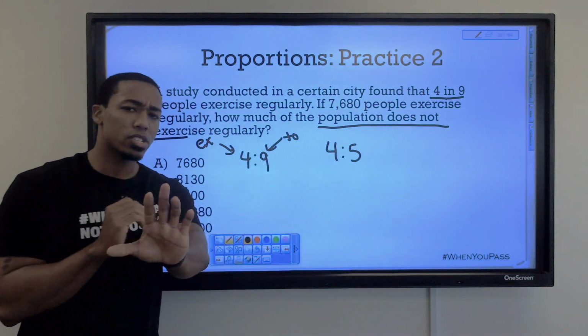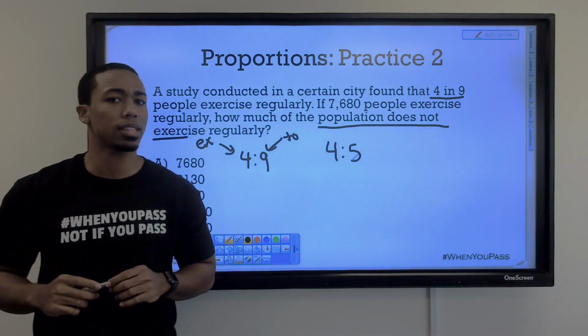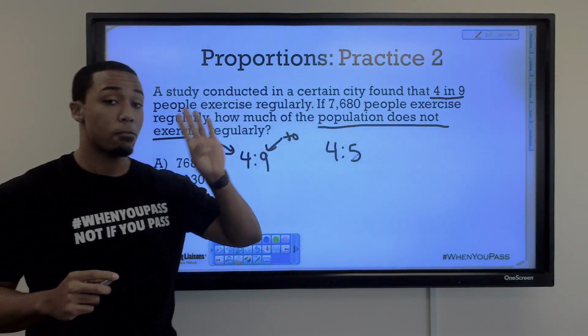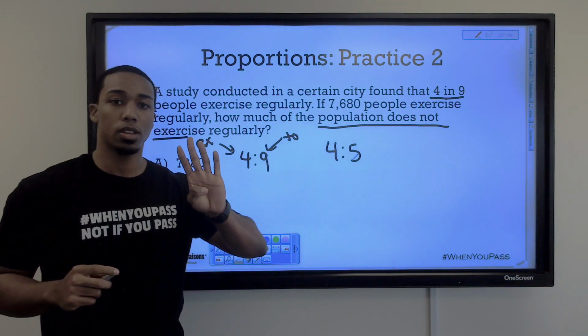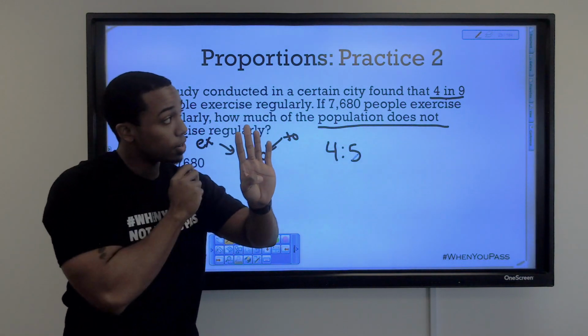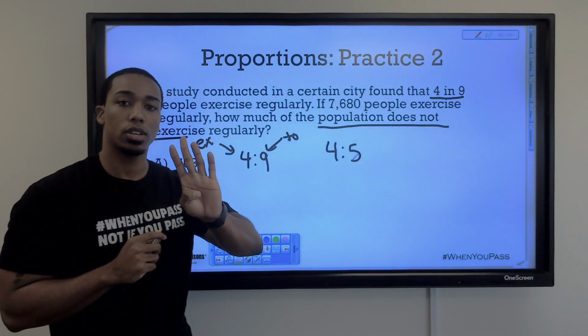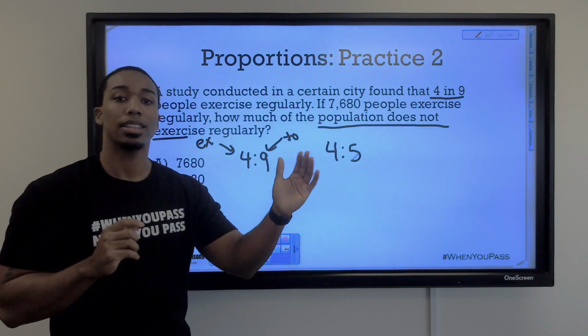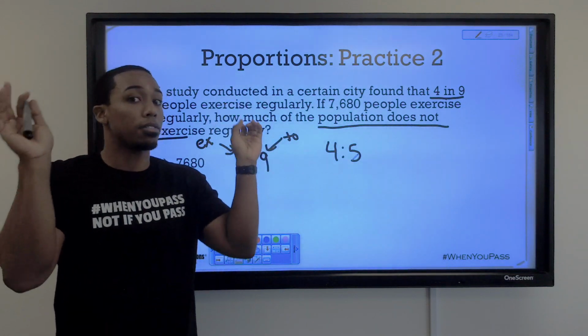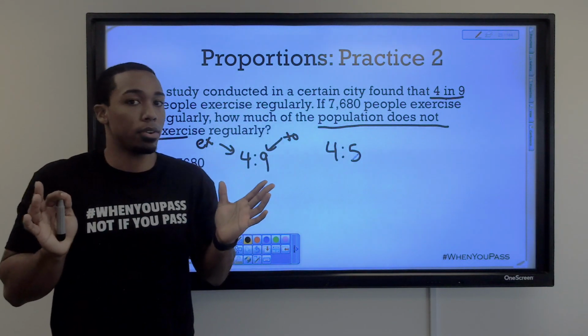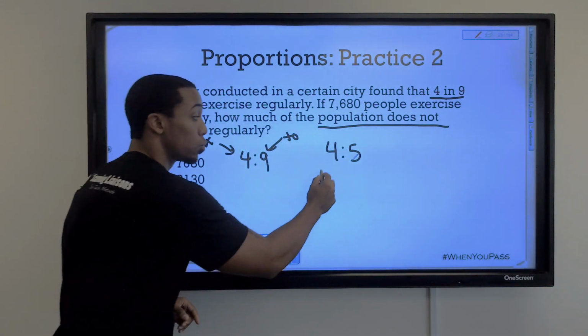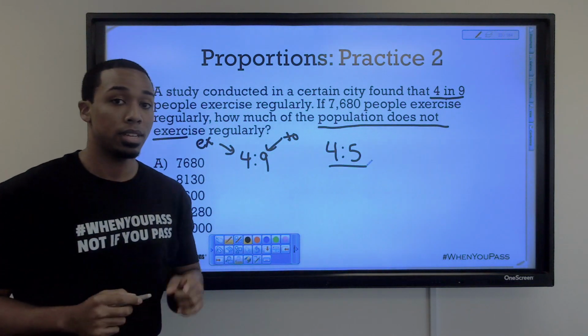And again, let me slow it down there, because I really want to make sure we got this. Again, 4 out of 9 exercise regularly. That means, how many are left? Well, 5 to get to 9. So 4 exercise regularly and 5 do not. That makes the total 4 out of every 9 persons. So again, the true ratio is 4 to 5.